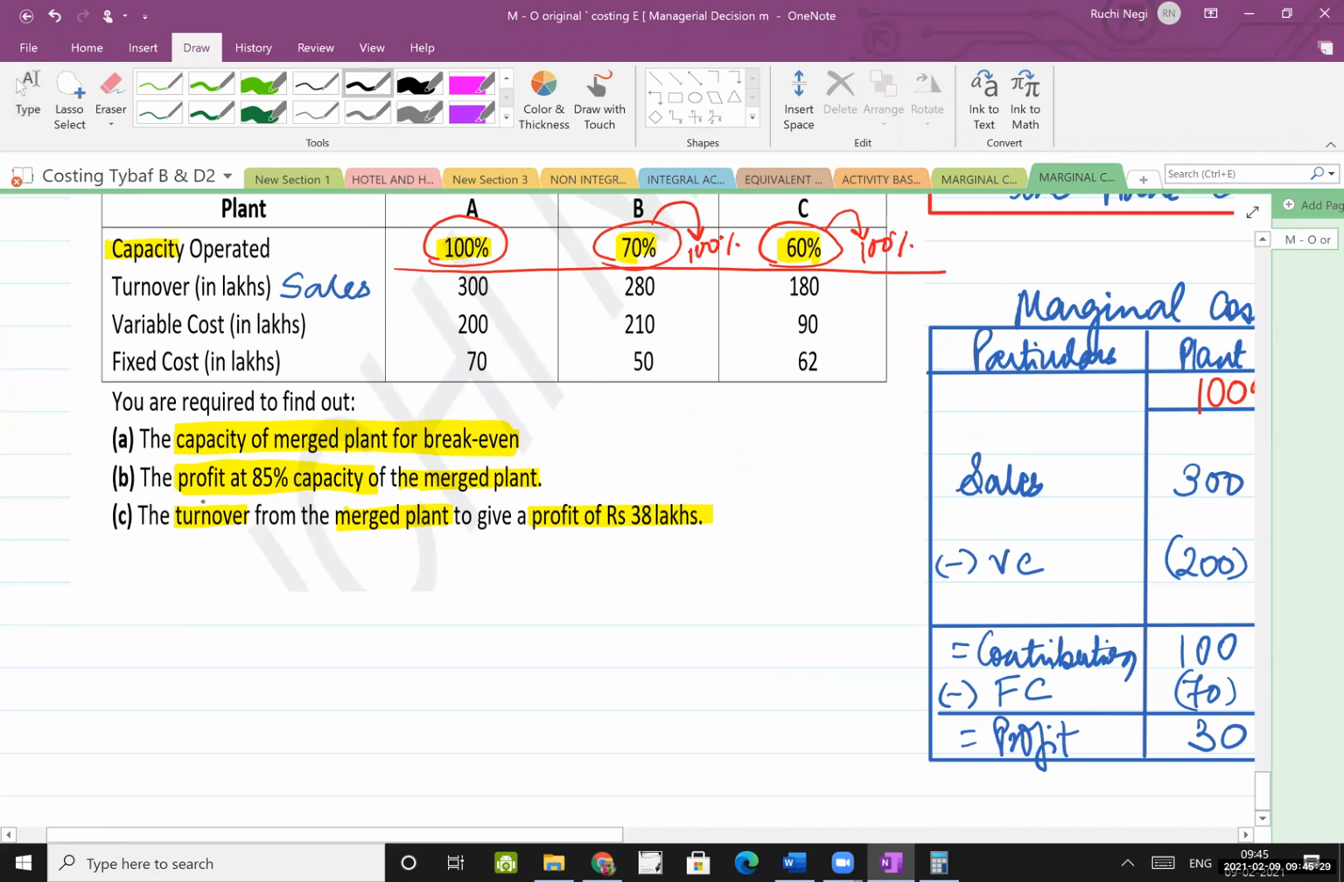No. You have to calculate profit at 85% of the merge plan. Okay? Yes. Profit at 85% of the merged plan.